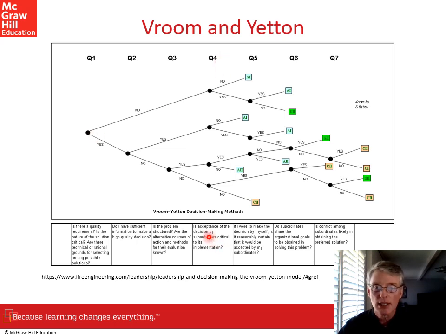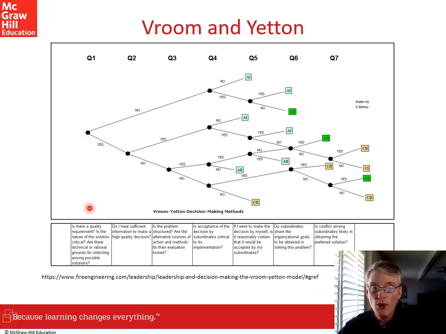Q4 is acceptance. Here, I'm going to slide up this one just to show you how to read this thing. So if I ask this question at node 1, is there a quality requirement? And my answer is no, then I can slide up here. And then I ask this question at Q4, is acceptance of the decision by subordinates critical to its implementation? If the answer is no, then I can just decide by myself. This is the style, the decision-making style that Vroom-Yetton said is appropriate in that situation.